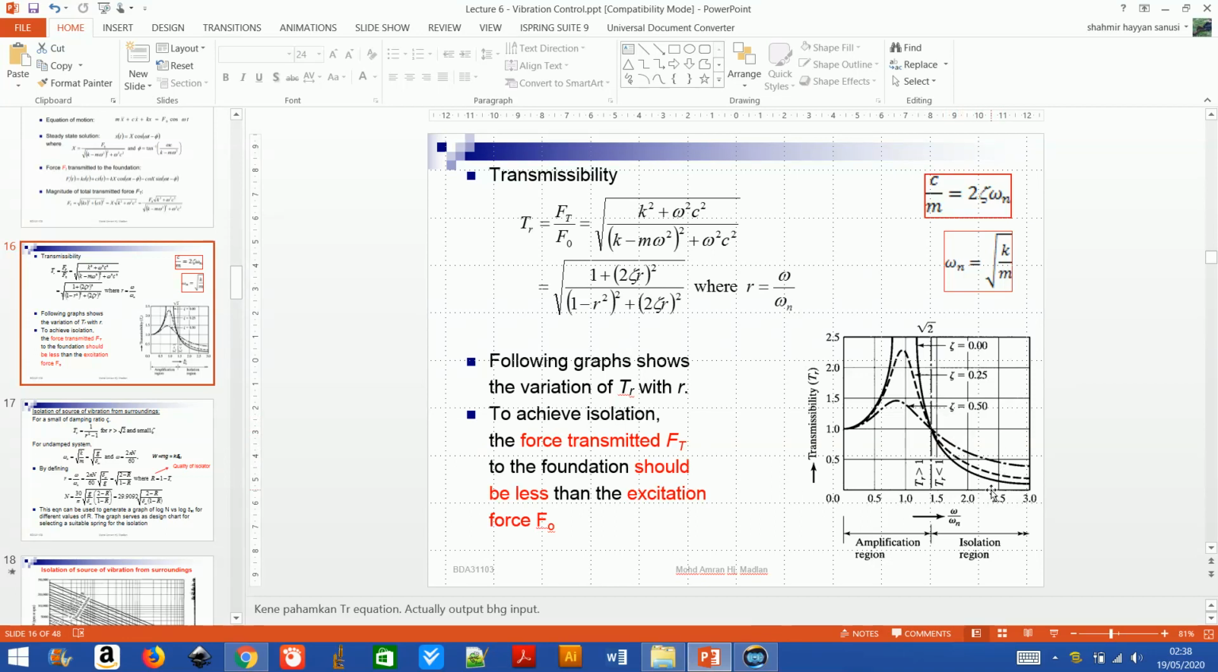So therefore, you can say that if there is no damper for R larger than square root of 2, we will get the lowest transmissibility ratio. Alright, so that's all for this session.